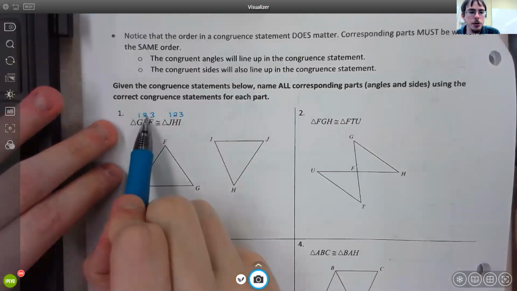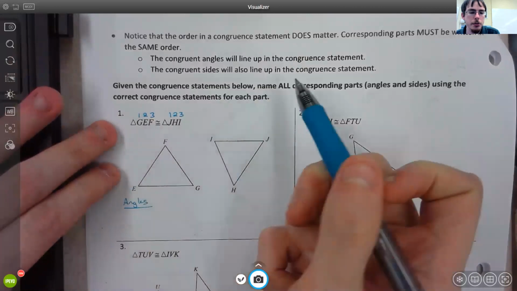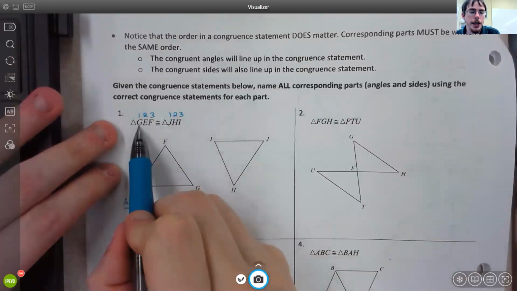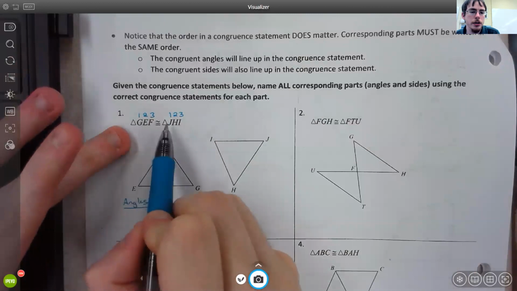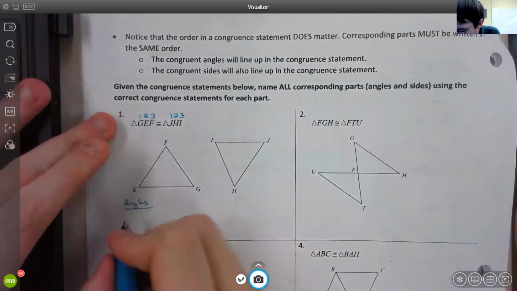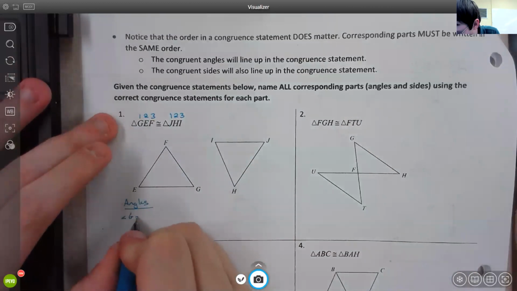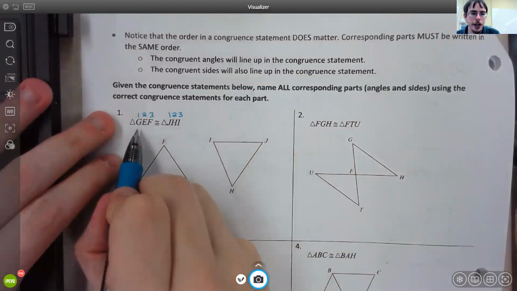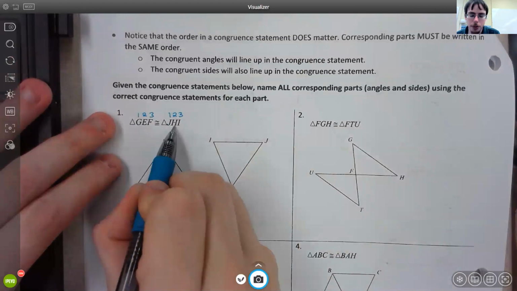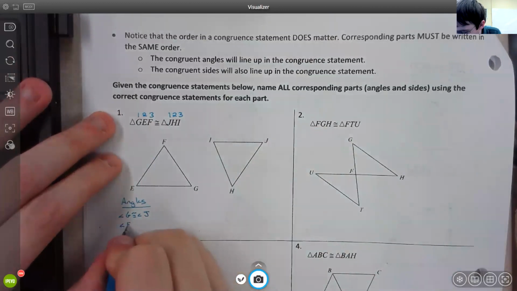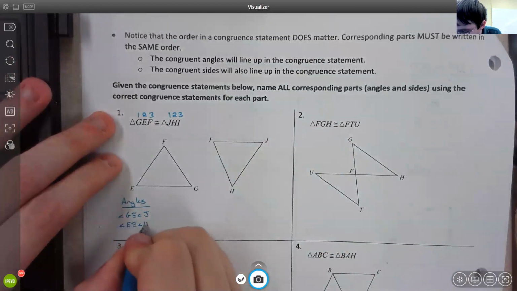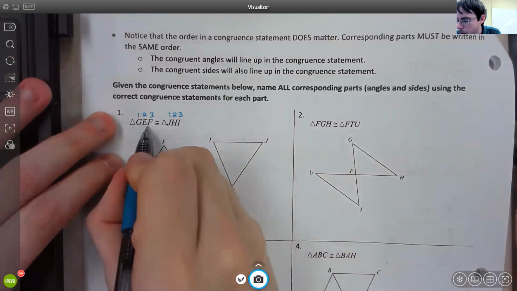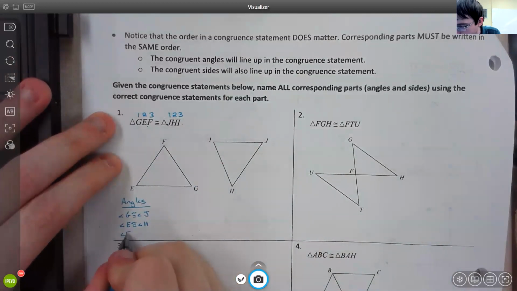So we're going to label these 1, 2, 3, 1, 2, 3 to help out a little bit if need be. So angle G is in position 1. J is also in position 1. So angle G is congruent to angle J. Then our next one, angle E, has to be congruent to angle H. And then finally, angle F has to be congruent to angle I.